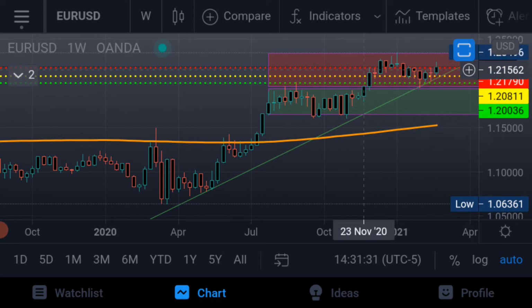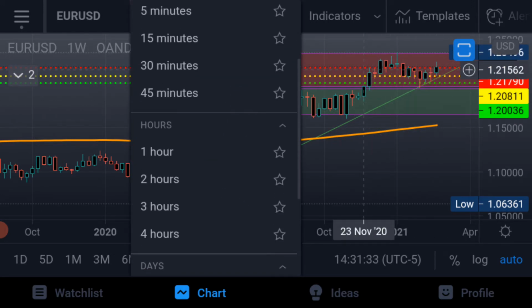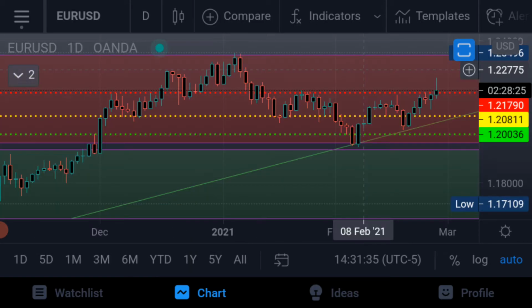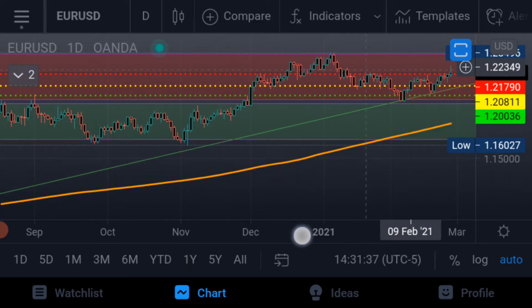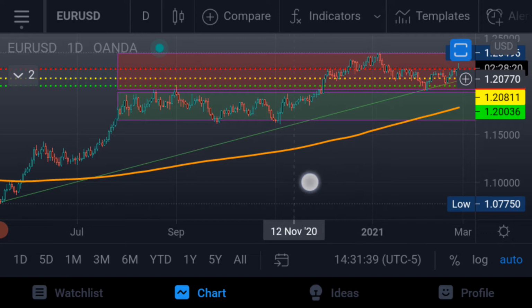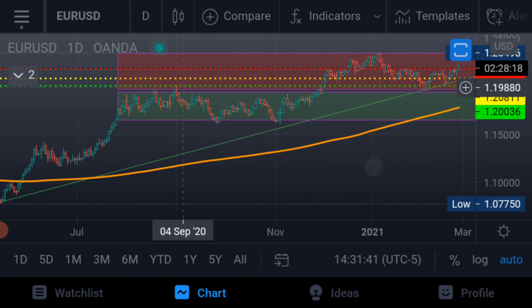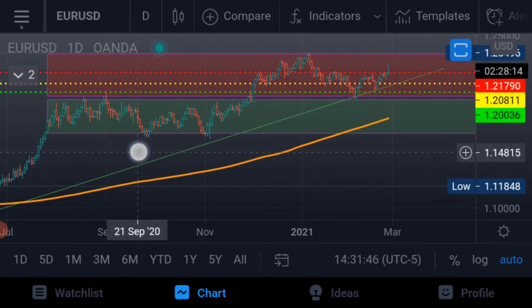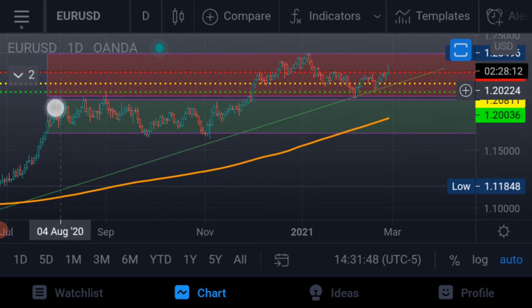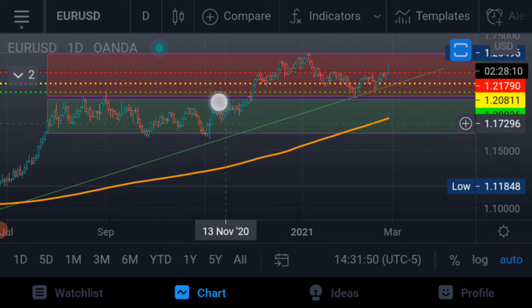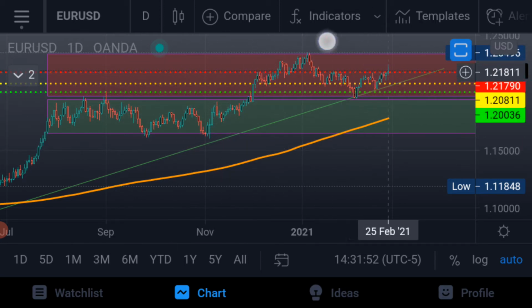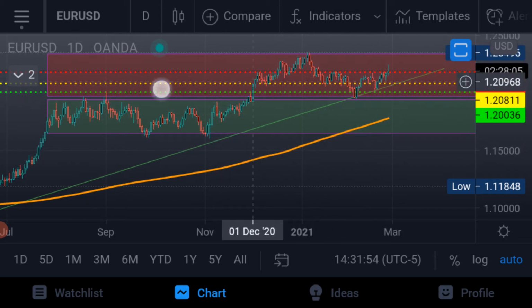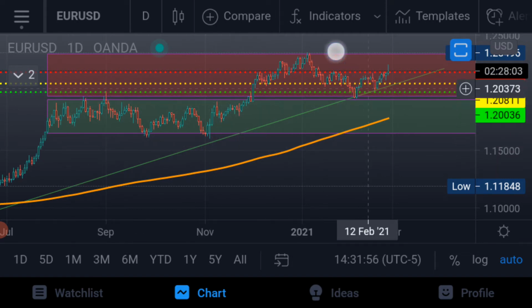So let's drop down to the daily because I want you to see what it looked like as I drop down further and further into these zones. You can clearly see that this right here is a downward zone, and this right here is an upward zone. All right, we're trading from downward zone to upward zone.